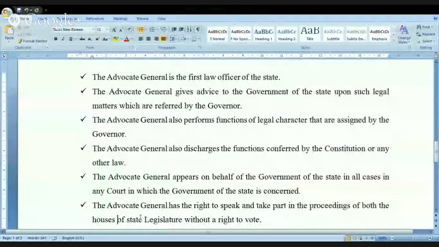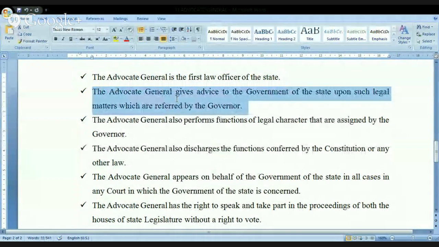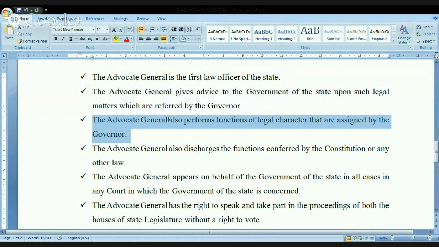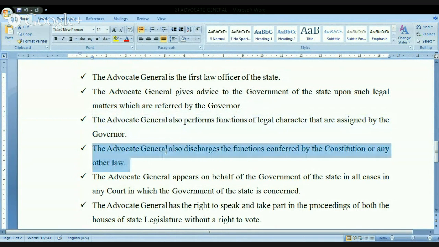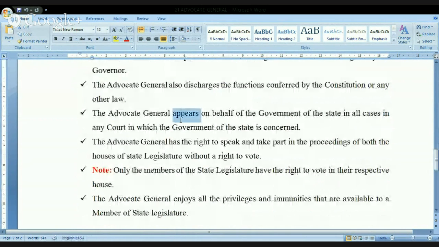Look at this. Coming to the functions. The Advocate General is the first law officer of the state. The Advocate General gives advice to the government of the state upon such legal matters which are referred by the governor. The Advocate General also performs functions of a legal character that are essential, and also discharges the functions conferred by the Constitution. The Advocate General appears on behalf of the government of the state in all cases in any court in which the government of the state is concerned.